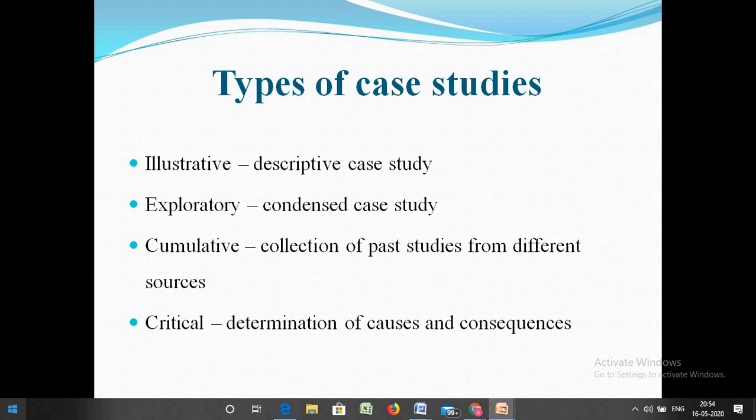Third one is cumulative. Now this type serves to summarize the information collected from different sources, collected from different sites, in different periods of time. So the main objective of this method is that the collection of past studies will allow for greater generalization without additional cost or time being spent, so that the researcher can avoid spending time and cost to repeat the investigation over and over again.